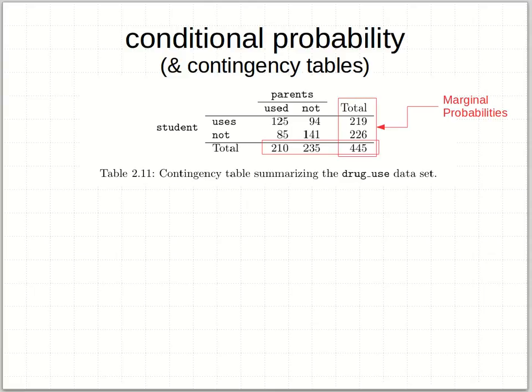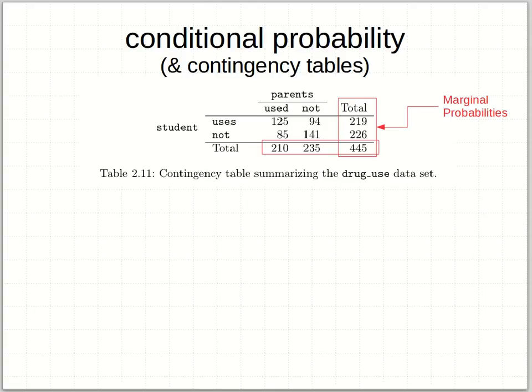So there's different kinds of probabilities we should talk about in here. One of them is the marginal probabilities. They are the probabilities at the margins of the table, right? 219 and 226, fairly balanced probabilities that students use or do not use pot in that sample, okay? Same sort of thing for the columns. 210 and 235, almost even numbers of parents that had used some sort of drug or alcohol, okay? Those marginal probabilities don't really tell the whole story, do they?